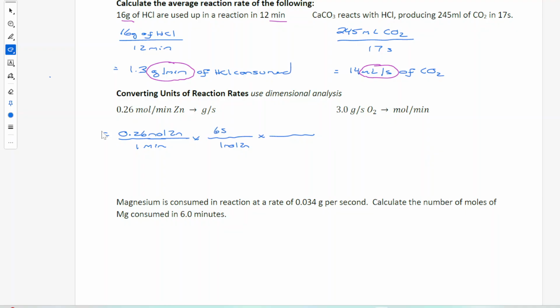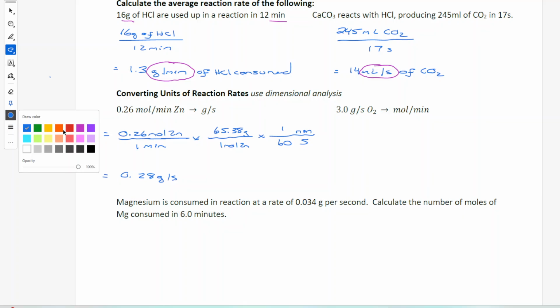So 65.38 grams per mole is the molar mass of zinc. And then the next thing I'm going to do is convert from minutes into seconds. So I'm going to put minutes on the top, so I'm getting rid of minutes, and I'm going to put seconds on the bottom. And I know that 1 minute is 60 seconds. So then in my calculator, I'm going to type in 0.26 times 65.38 divided by 60. And my answer to 2 sig figs would be 0.28 grams per second.